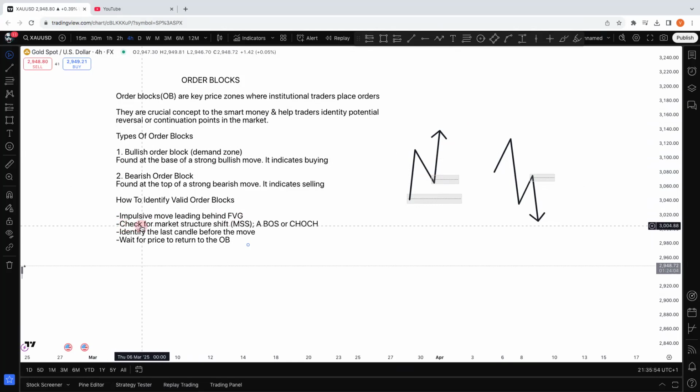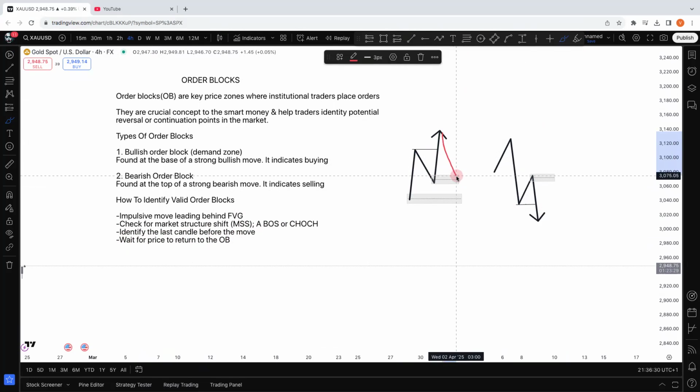Also, you need to check for market structure shift. Ensure that your order block breaks structure. Any order block you're selecting, ensure there is a change of character or a break of structure before you consider that order block to be valid, else it is not valid. The next thing is to identify the last candle before the move. This is the last candle before this move, that is the order block. Then you wait for price to return to the order block before you place your trade. You wait for price to retrace here, and then you take your trade to continue the trend.